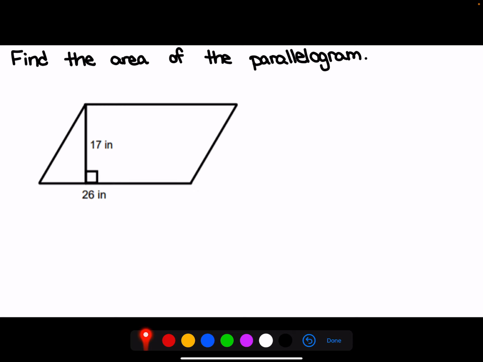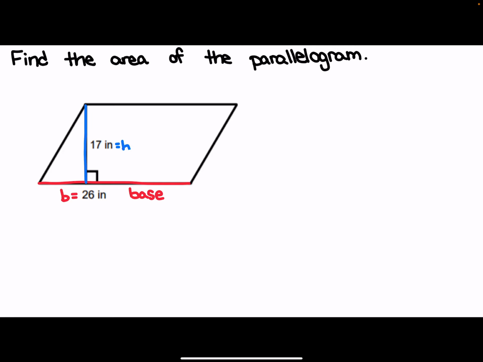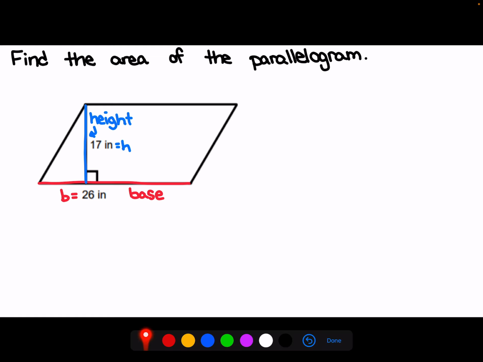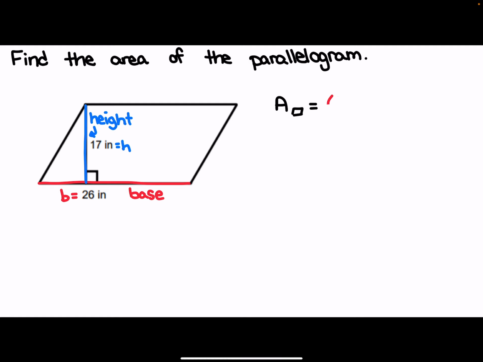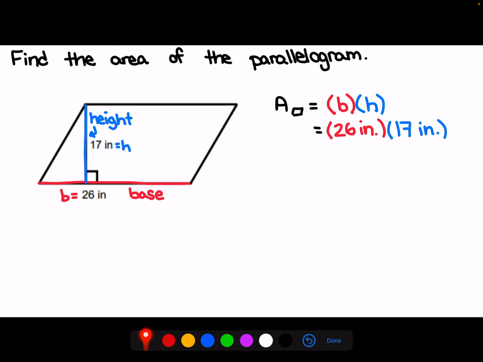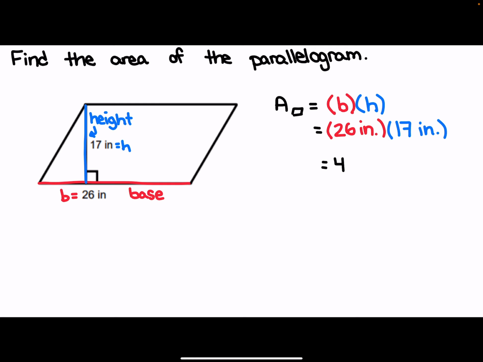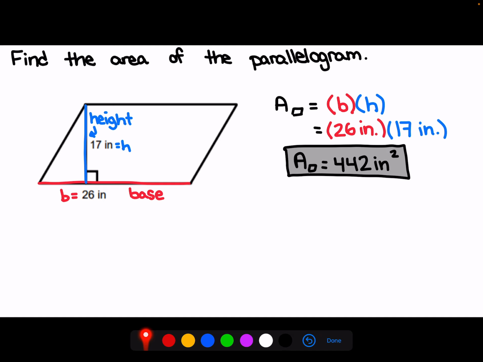Next up, we have a parallelogram. So again, first, determine what is our base and what is our height. In this case, our base is 26 and our height is 17. Plugging it into the area of a parallelogram, the area is just base times height, or in this case, 26 inches times 17 inches. 26 inches times 17 inches will leave us with 442 inches squared. So the area of this parallelogram is 442 inches squared.